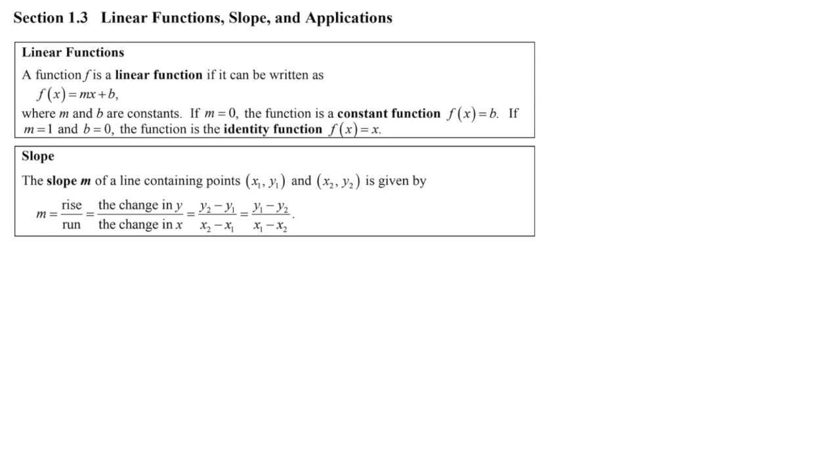We can find the slope of a line as long as we have two points. The slope is given by rise over run, the change in y over the change in x, or by taking our second y value minus our first over our second x value minus the first, or vice versa. Notice though, it doesn't matter which order we subtract them in as long as you're consistent in the numerator and denominator.